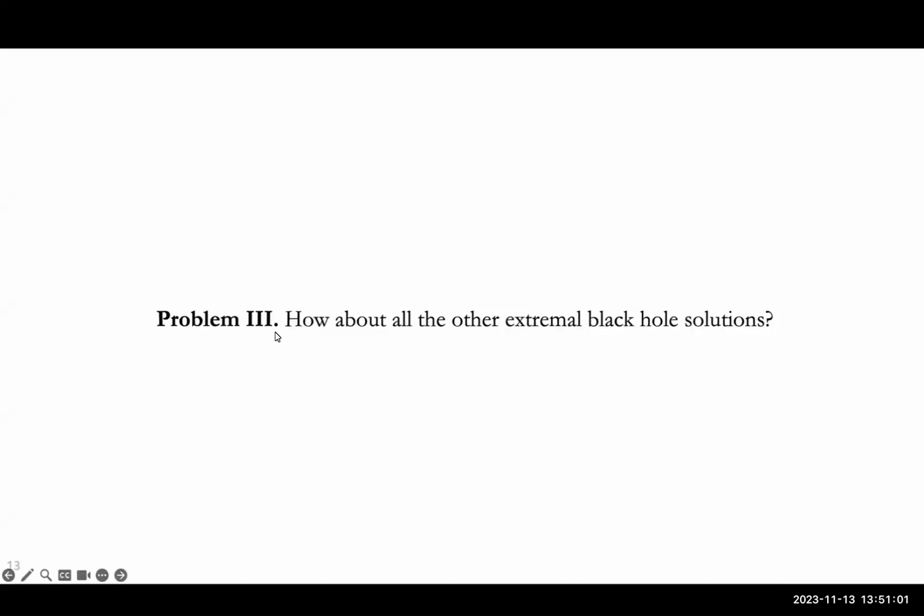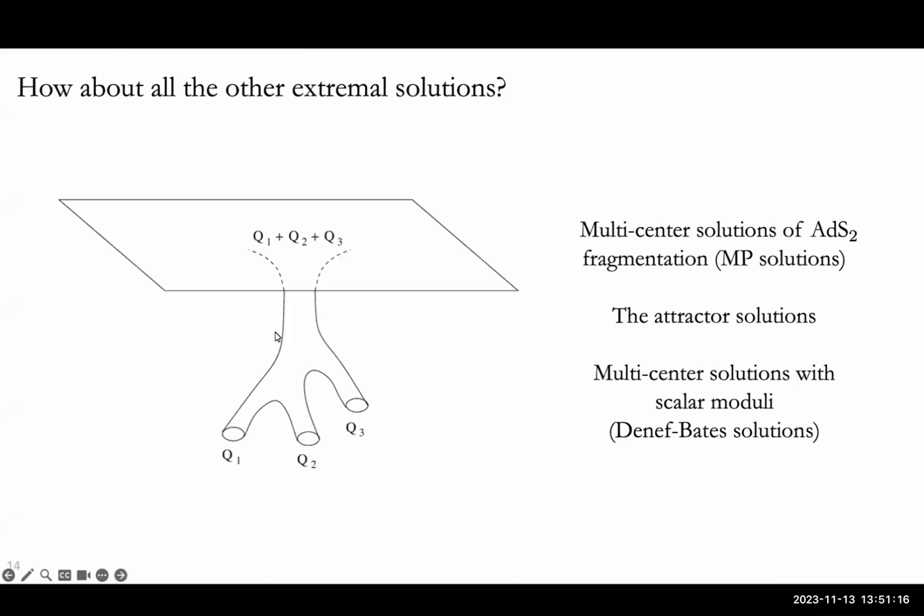But this brings up the problem that in several cases, the supersymmetric index computed in string theory doesn't only receive contributions from the extremal black hole, it also receives contributions from other extremal solutions. So what do we do with these other extremal solutions? These include multi-centered solutions that capture the fragmentation of this AdS2 throat. These are called Majumdar-Papapetrou solutions.